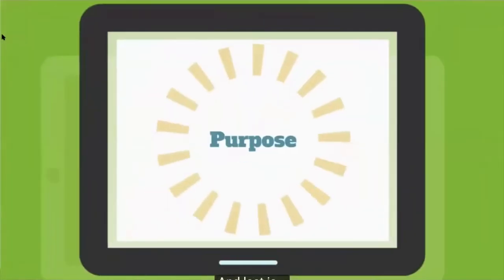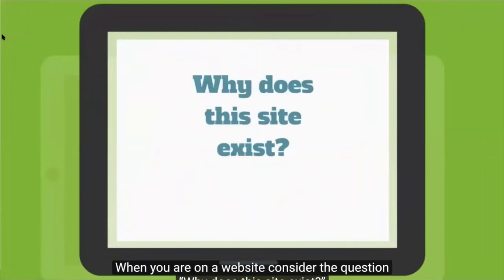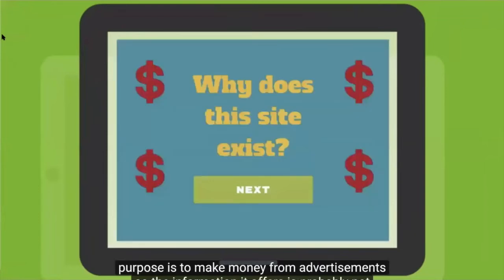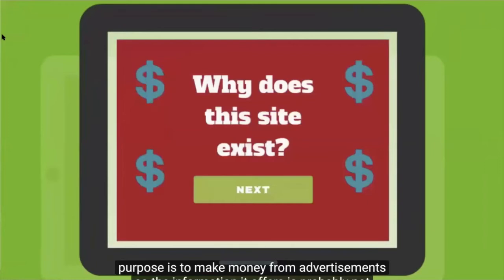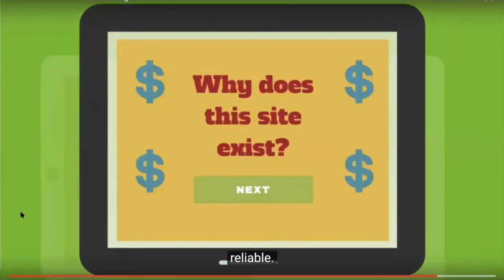And last is purpose. What is the purpose of the website? When you're on a website, consider the question, why does this site exist? If there are a lot of ads, or the site is only giving you a couple of sentences worth of information at a time before making you click next to read more, you can be sure that site's primary purpose is to make money from advertisements. So the information it offers is probably not reliable.